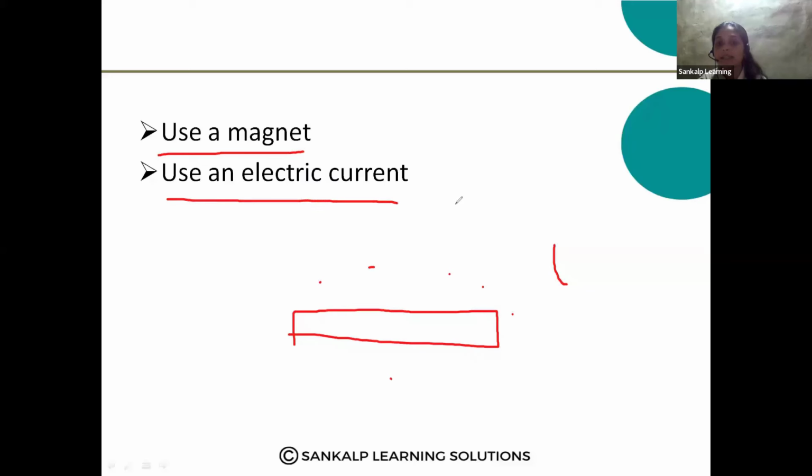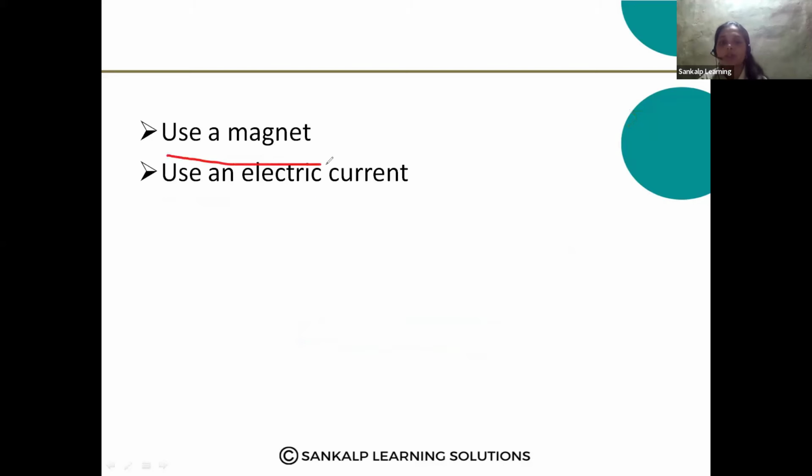And another one is using electric current. If the current is carrying through the conductor, we can say that this conductor produces a magnetic field, right? So by using these two methods, a magnet and an electric current, we can produce the magnetic field. Okay, note down that answer. Okay, completed.